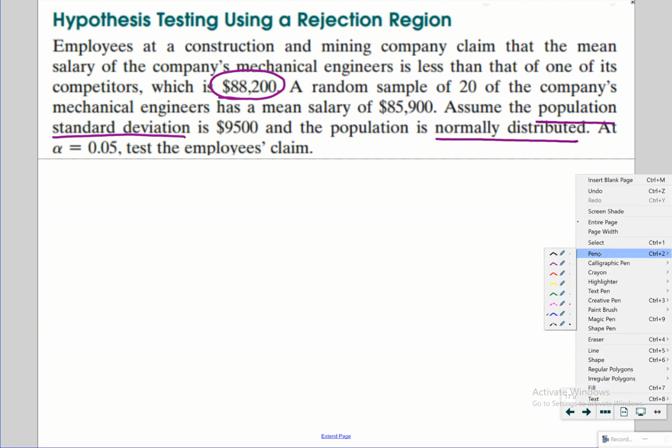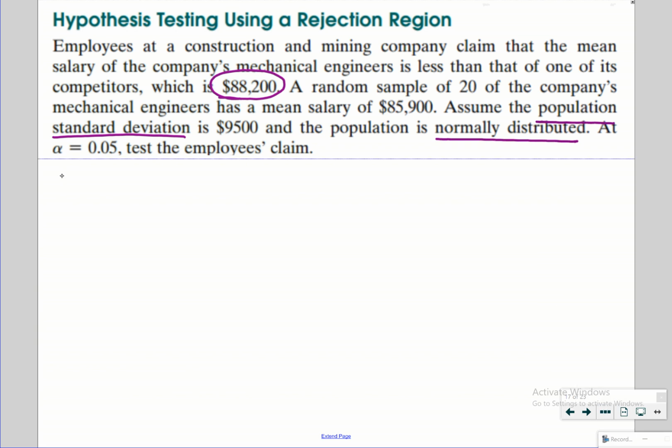All right, so same things we're going to check at the start that we were checking yesterday. Number one, do I know the population standard deviation? What is it? 9,500. Number two, is either my population normally distributed or my sample size bigger than 30? Normally distributed right there, okay? And if it wasn't normally distributed and we didn't have that sample size, because our sample size here is only 20, we would just say the hypothesis test cannot be completed, and we would just stop. That would be it, okay?